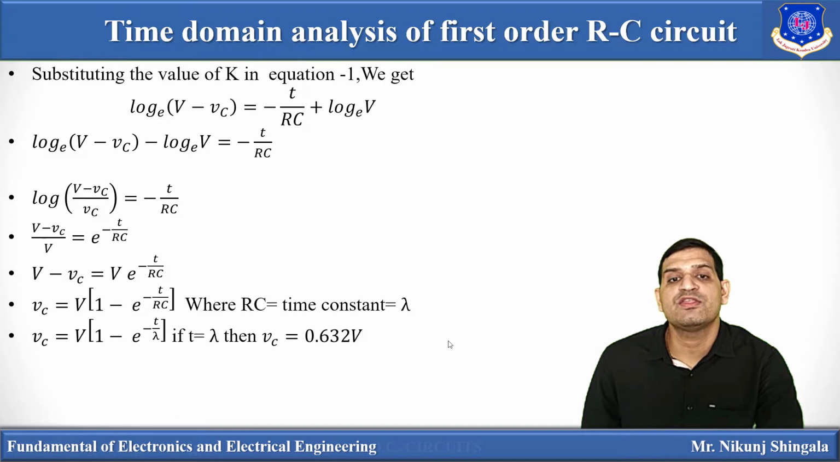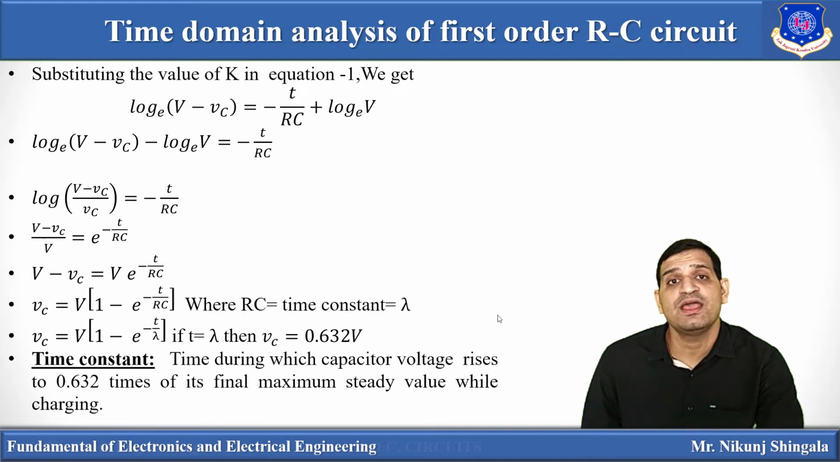Now in this equation, suppose we put t is equal to lambda, then Vc we are getting is 0.632 V. V is the maximum value of the equation. So at time t is equal to lambda, we are getting Vc is equal to 0.632 V. That means the capacitor voltage reaches 63.2% of its maximum value. And using this, we can define the time constant as the time during which the capacitor voltage rises to 0.632 times its final steady value during the charging process, or it reaches 63.2% of its final value.